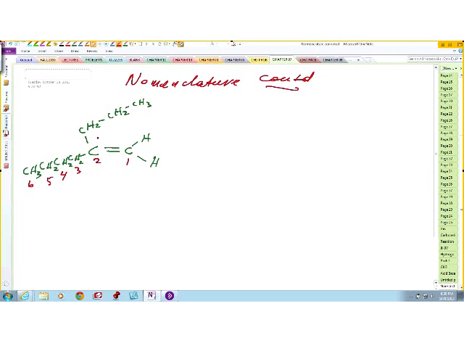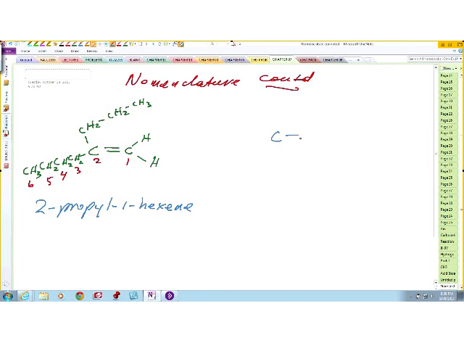Okay, so now where is the position of the branch? Substituent, position number 2, right? And what will be the name of that substituent? Propyl. So it becomes 2-propyl. Okay, then you have to indicate the position of the double bond, the first carbon that you get to, which is carbon number 1. 1-hexene.